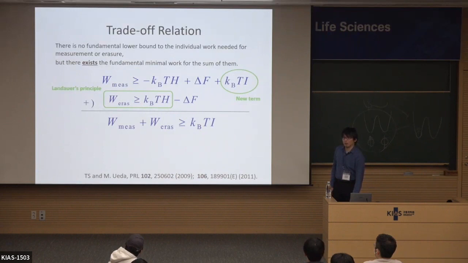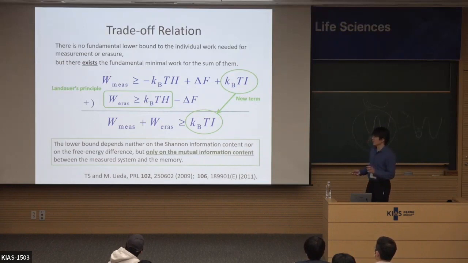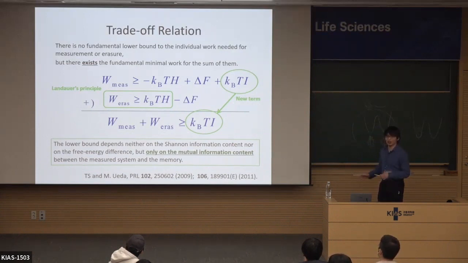Yeah. If I understand correctly your question, the measurement cost and erasure cost depend on the structure of the memory. It's asymmetric. So if we change the structure of the memory, then the erasure cost changes. It can be negative, for example, or we can also change the measurement cost by changing the structure of the memory. But the lower bound is always given by the mutual information. That is totally independent of the structure of the memory. So that's the message of this trade-off relation.